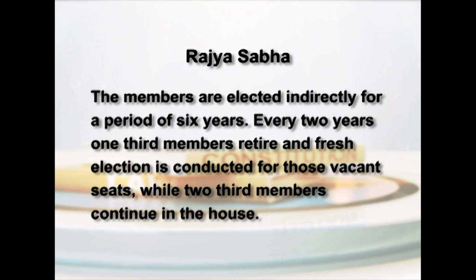After every 2 years, an election is held in which 1/3 of the members retire, and a fresh election is conducted for those vacant seats, while 2/3 of the members continue in the House. This particular provision ensures the political stability of the House as compared to the Lok Sabha, which is always a new house after every fresh general election.